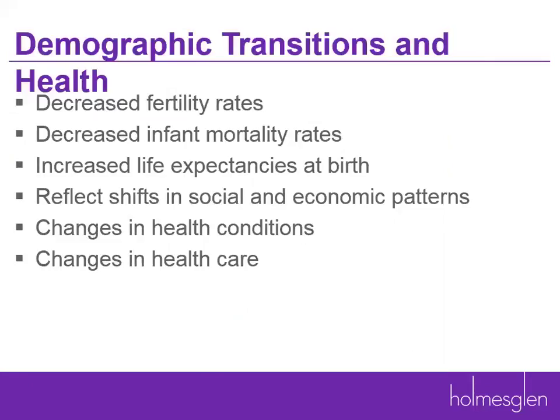Some other demographic transitions that can affect health. We're having fewer kids than we used to. Maybe in an urban environment we don't need as many, because we don't need as many kids to work on the farm. Because we're not on farms. Decreased infant mortality, increased life expectancies, and there have been changes to social and economic patterns that have influenced that. People moving into cities, a hugely notable one.